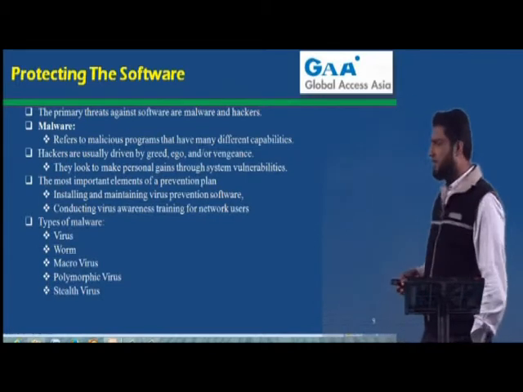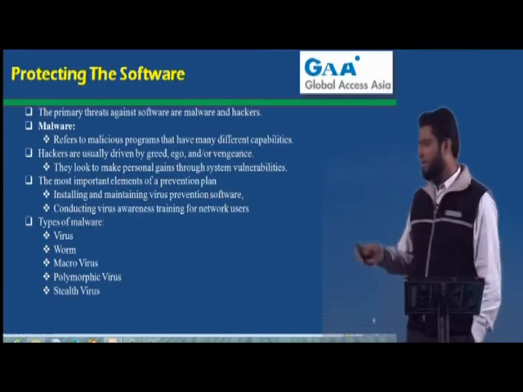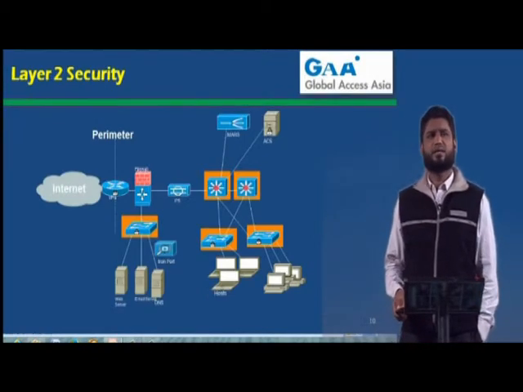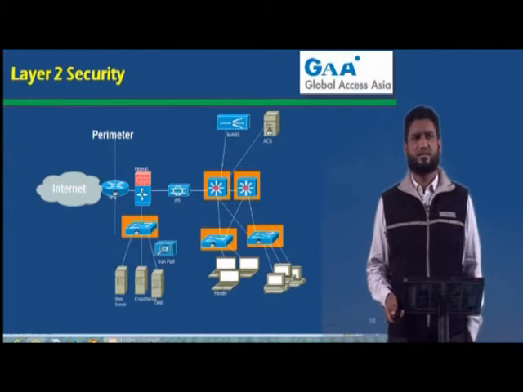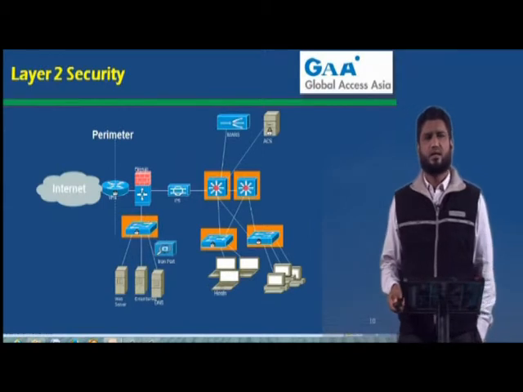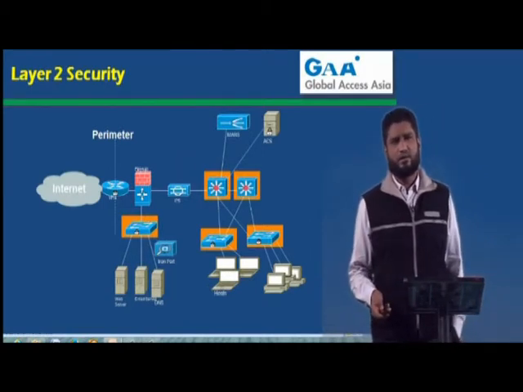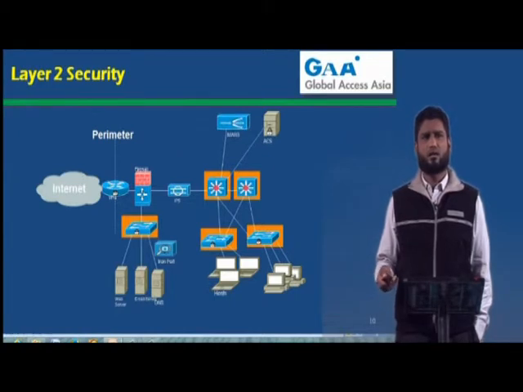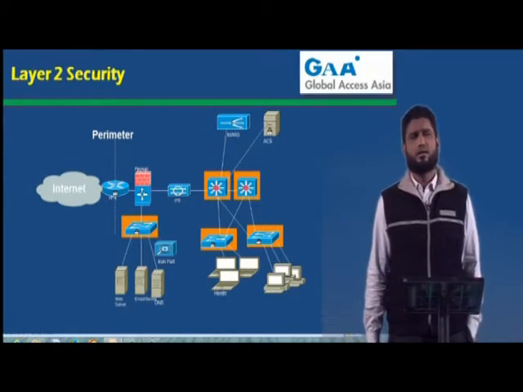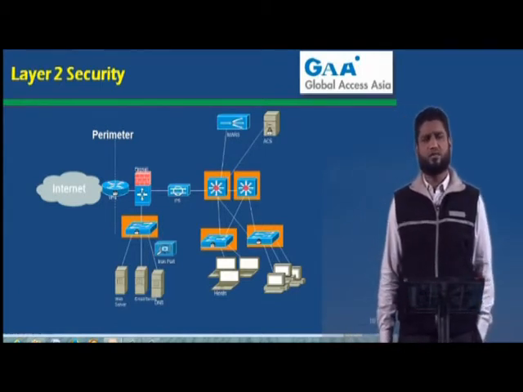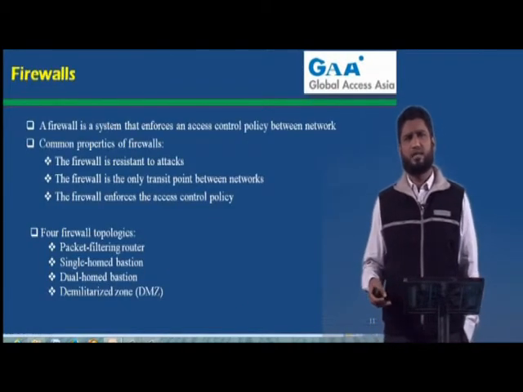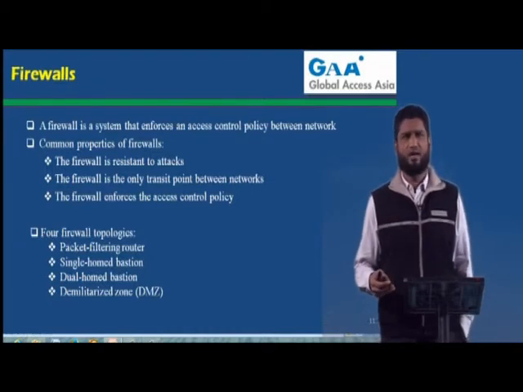You can see from the last part of the slides that there are some types of malware. Layer 2 security: here the perimeter, ACS, you can see host, web server, email server, DNS servers. Many servers can be accommodated in the network, and how they access each other matters, as there are some possibilities to get information from other sites, from a third person, from the attacker. Firewalls. A firewall is a system that enforces an access control policy between networks.